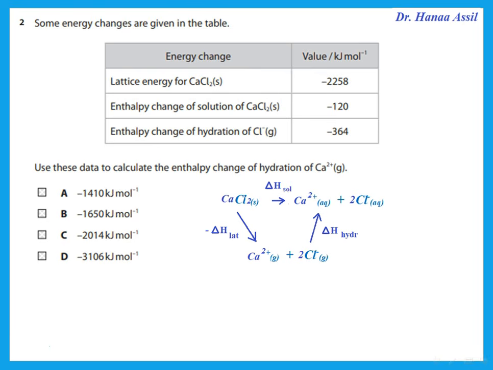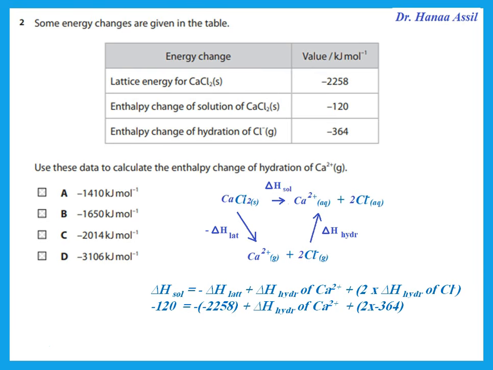And then to change the gaseous ions to aqueous ions, that is delta H of hydration. So following the direction of the arrows, you should be able to get that delta H of solution will be minus delta H lattice plus delta H of hydration of the calcium ions plus twice the delta H of hydration of the chloride ions. And putting in the values that he has in the table, you can calculate the delta H hydration of calcium ions, and that comes out to be minus 1650.